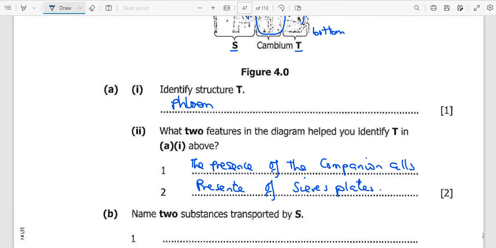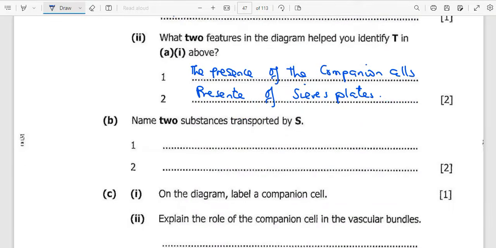Okay, name two substances transported by the xylem. So we have to know the substances that are transported by the xylem, meaning that they are moving from the roots going to the top. Those substances that are absorbed from the roots will go to the upper part of the plant. So those are, number one, water, and number two, mineral salts.